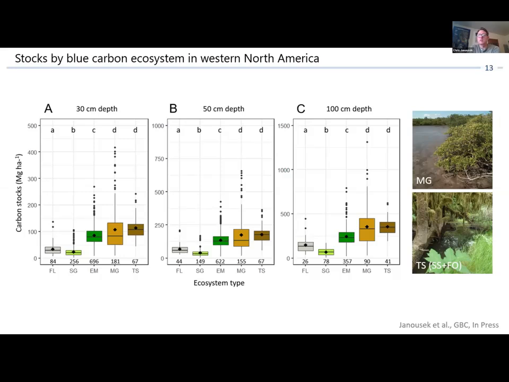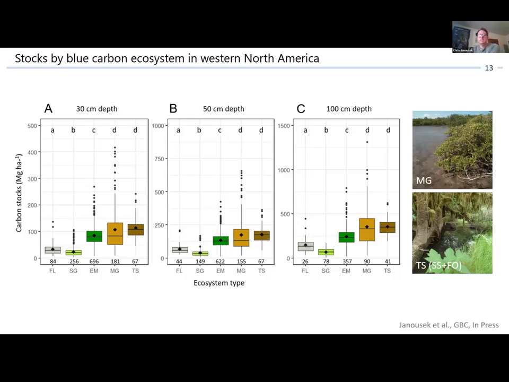I'm going to focus mainly on the 100 centimeter depth because this is somewhat of a global standard of computing carbon stocks to 1 meter depth. And the results there show a couple of interesting patterns. First, which has already been iterated in the symposium, is that emergent marsh holds more carbon in the soils than tide flats or seagrass meadows, and that the woody wetlands, the mangroves and the tidal swamps of the Pacific Northwest, hold the most. So they have very similar mean values, similar median values, and hold about 5 times as much carbon as the low elevation wetlands, the tide flats and the seagrass meadows.